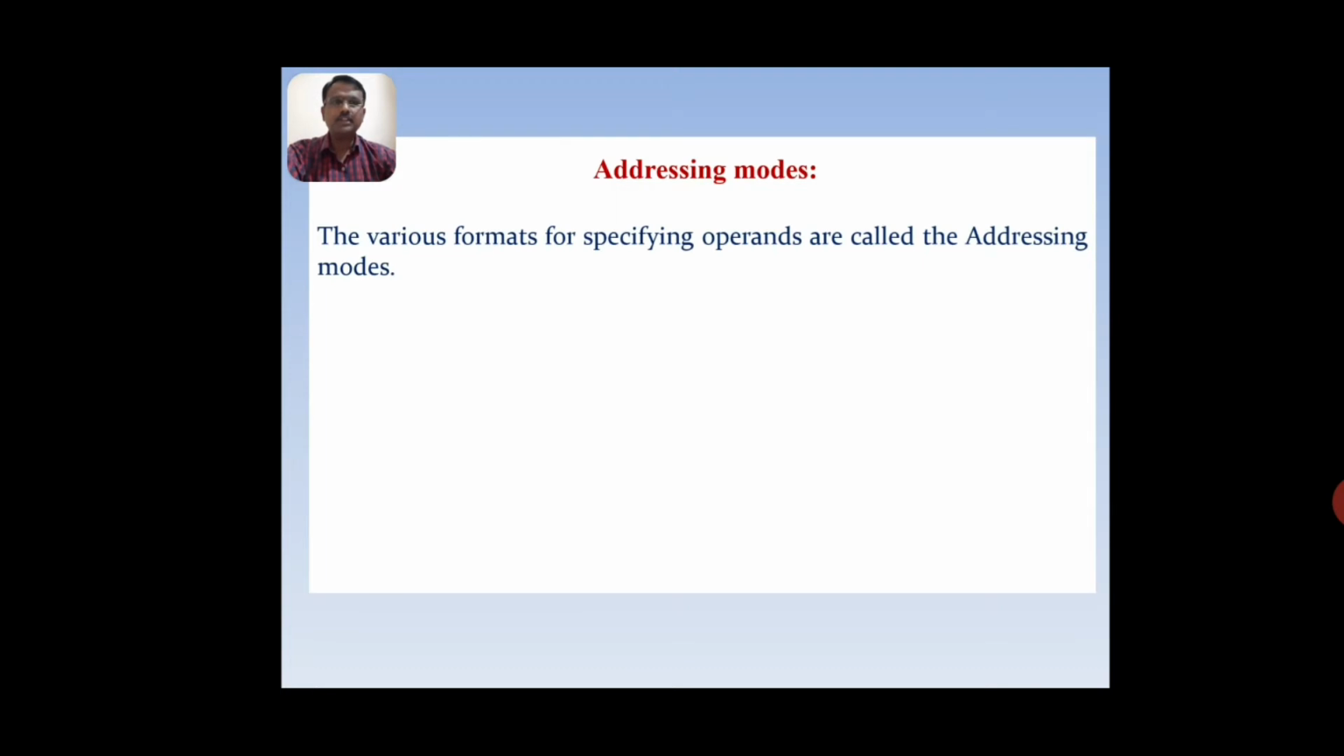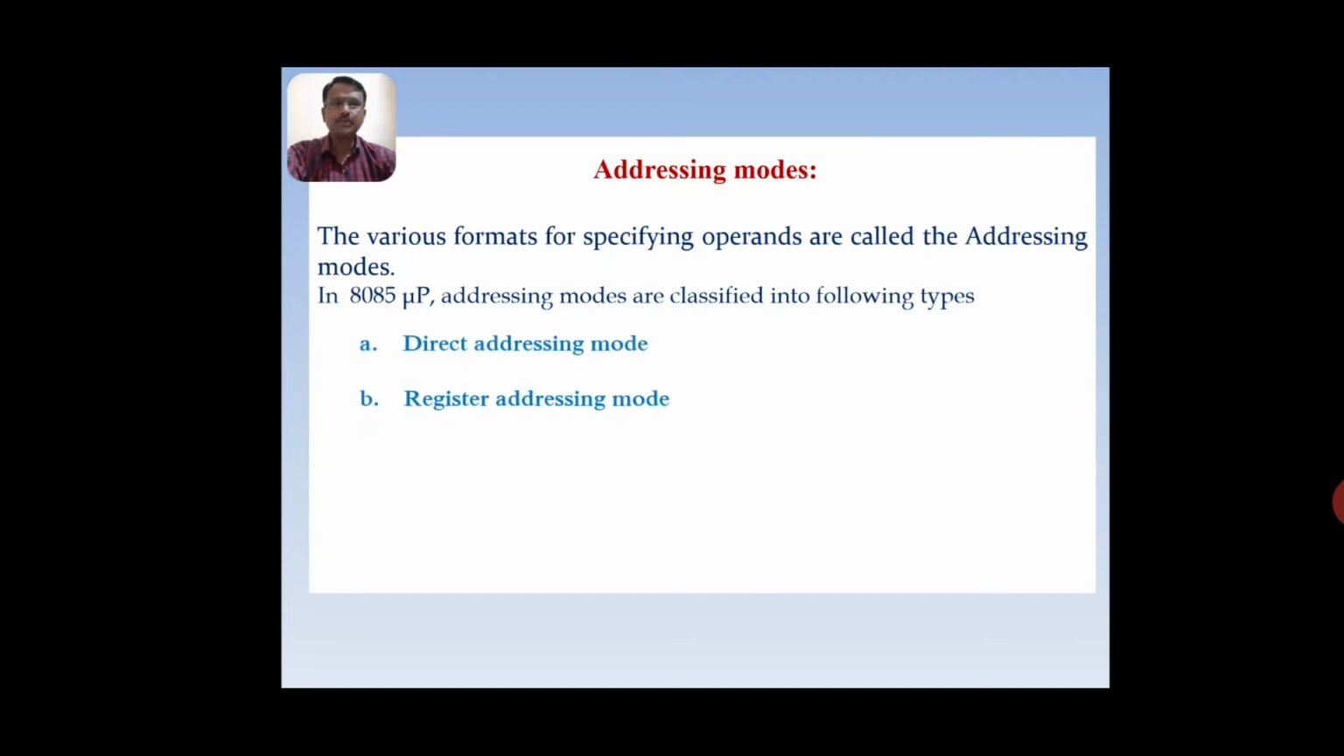So operand may be given in various formats. One can define the addressing mode as the various formats for specifying operands in an instruction. In 8085 microprocessor, addressing modes are classified into the following types: direct addressing mode, register addressing mode, register indirect addressing mode, immediate addressing mode, and implicit addressing mode. So the various ways of specifying the operands can be of 5 types. Now let us see one by one with suitable examples.